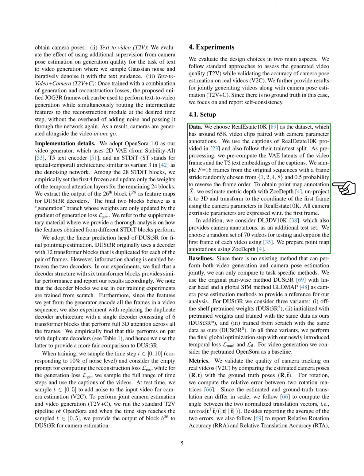During pre-processing, we compute the latent variables of the video frames and the text embeddings of the captions. We randomly sample 16 frames from the original sequences, choosing a frame stride from the options of 1, 2, 4, or 8, and we have a 50% chance of reversing the frame order. To create point map annotations, we estimate metric depth using Zoe depth, convert it to 3D, and align it with the first frame's coordinates using the camera parameters from Real Estate 10K. All camera parameters are referenced to the first frame.